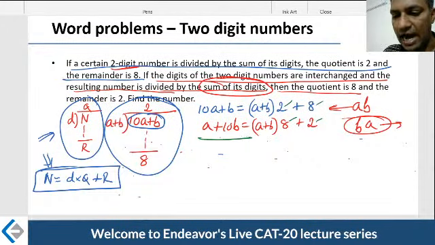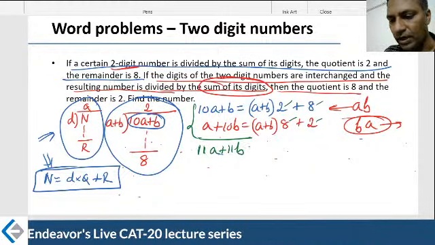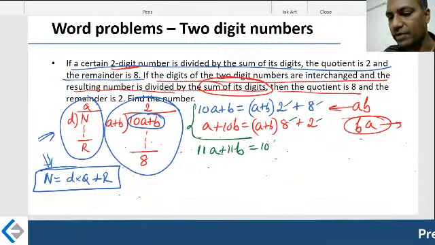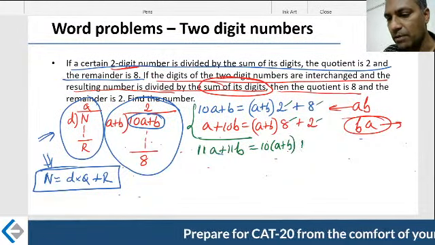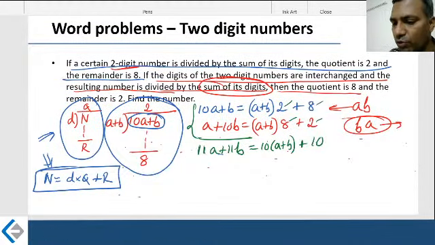Therefore add them. If you add both the equations, 10A plus 1A becomes 11A, plus 11B. It is also nothing but 10 times of A plus B, because 8 plus 2 is 10, plus 8 plus 2 is 10. That's what you are writing: 10 times of A plus B plus 10 plus 10. What did you do? You added both of them. Therefore, what are you trying to say?